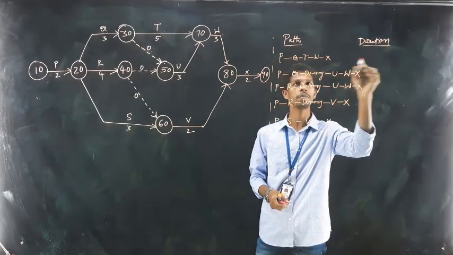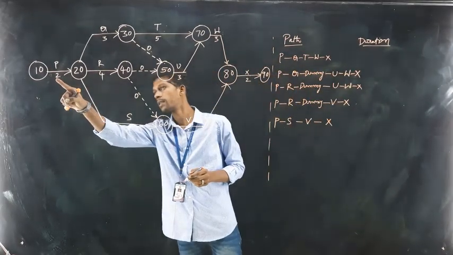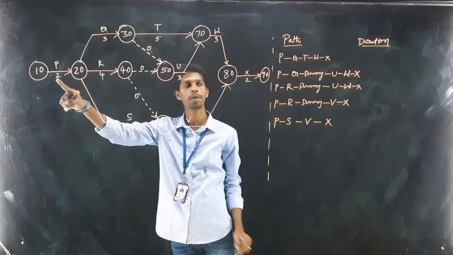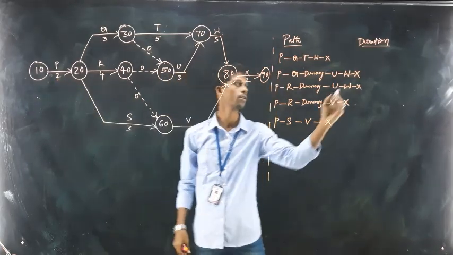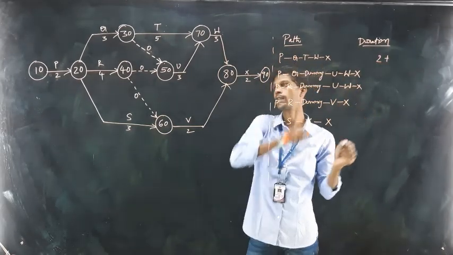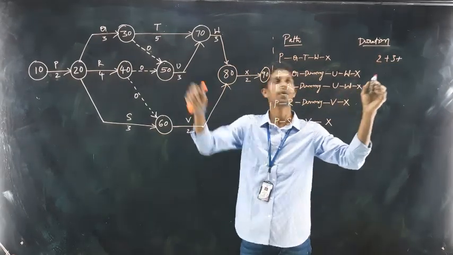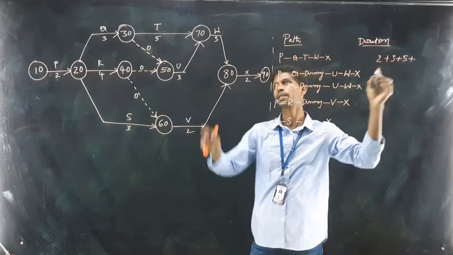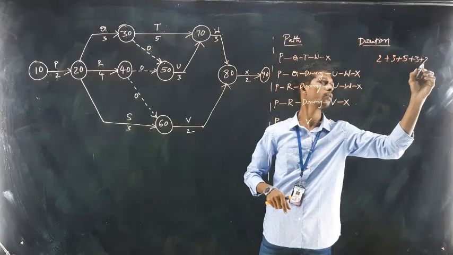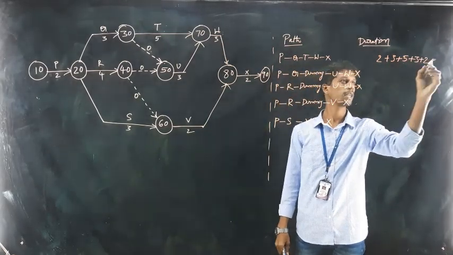For the first path P Q T W X, the time duration is given at the bottom of the arrow mark for each activity. Taking down the durations: P is 2, plus Q 3 days, plus T 5 days, plus W 3 days, plus X 2 days. So the value is 5 plus 5 is 10, 15 days.